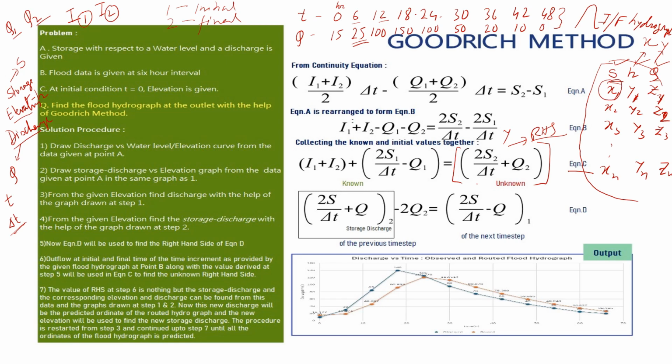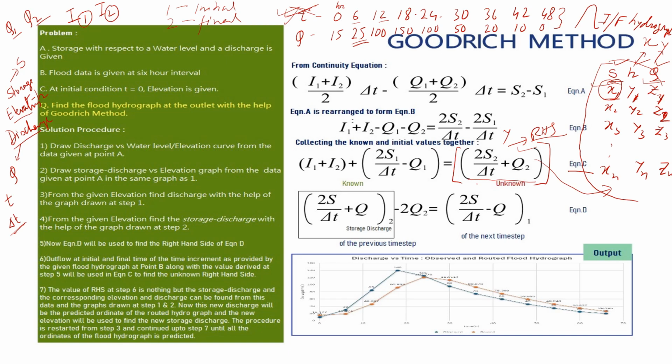So initially, when you want to calculate 2S2 by del T plus Q2, you will use the data of this table only, not the data of this plot. This table is not required. While calculating this, 2S2 by del T plus Q2, del T is 6 hours, as it is the incremental time given here for this problem. S2 will be given from this, Q2 you have to take the corresponding discharge, and then you have to calculate what is 2S2 by del T plus Q2.